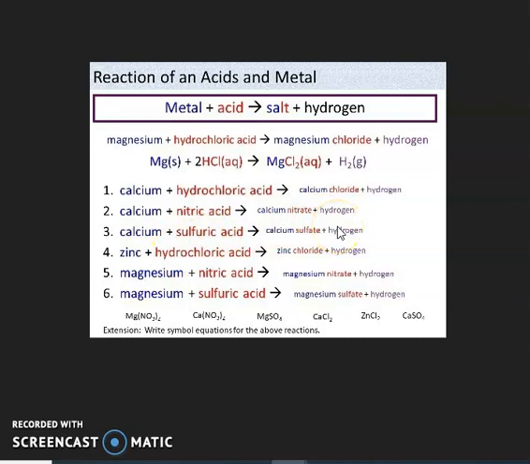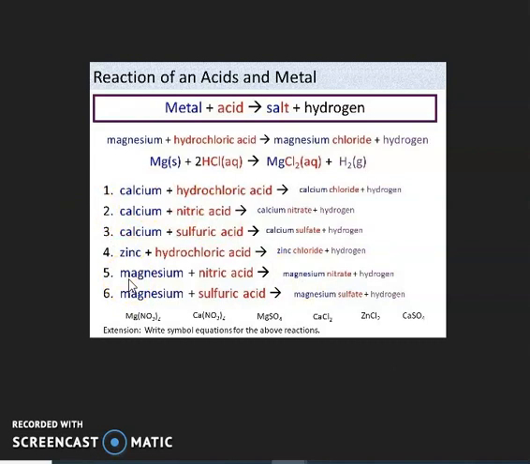So എല്ലാ acid ലും hydrogen displace ആയിട്ട് അതിന്റെ corresponding salt ഉണ്ടാവുകയാണ് ചെയ്യുന്നത്. Zinc plus hydrochloric acid. ഇവിടെ chloride ആണ്. So zinc chloride plus hydrogen. Magnesium plus nitric acid. So nitric acid ആണെങ്കിൽ ഏത് salt produce ആവുക? Nitrate. Magnesium nitrate plus hydrogen. And here magnesium plus sulfuric acid ആണെങ്കിൽ magnesium sulfate plus hydrogen.